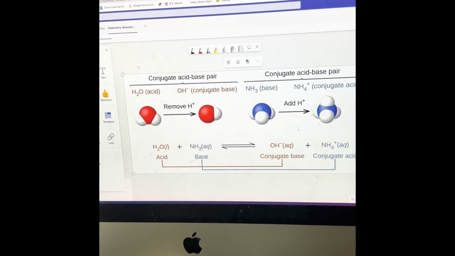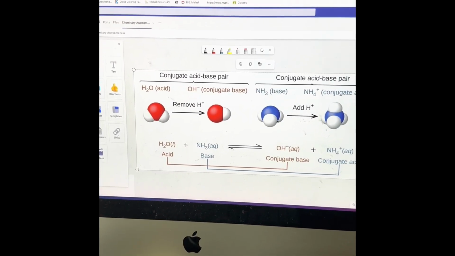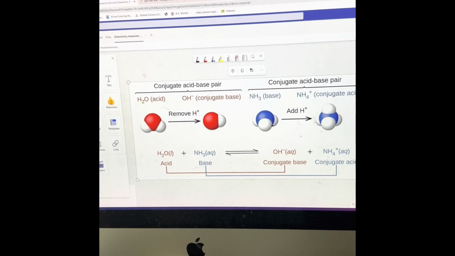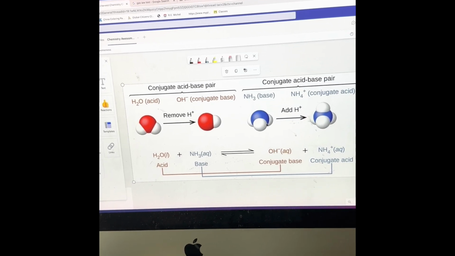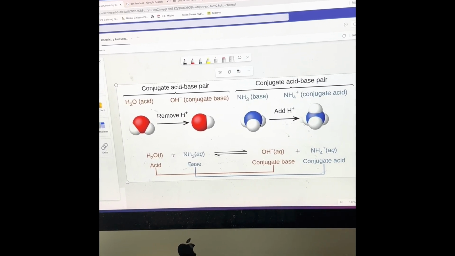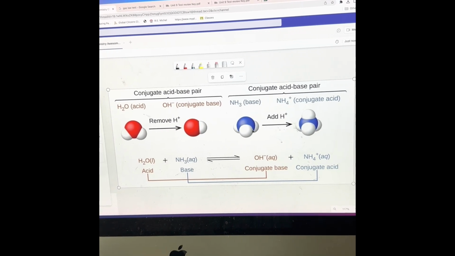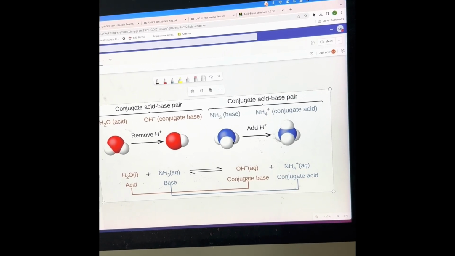And NH3, if we look at it, is always going to be our covalent base. It's one of the only compounds that you'll have to learn about that is a base that does not have hydroxide in it. So it's one of the good ones to memorize. So NH3 becomes NH4 plus. That is the acidic form of NH3.